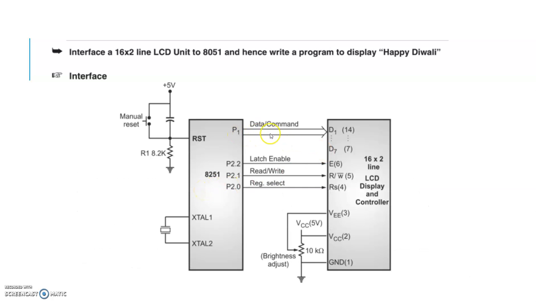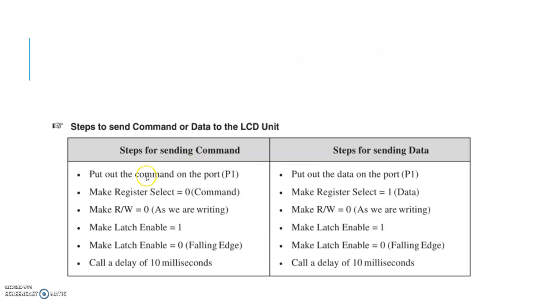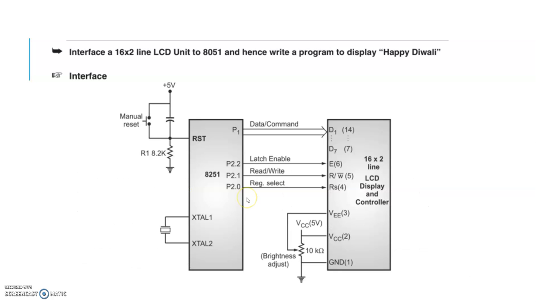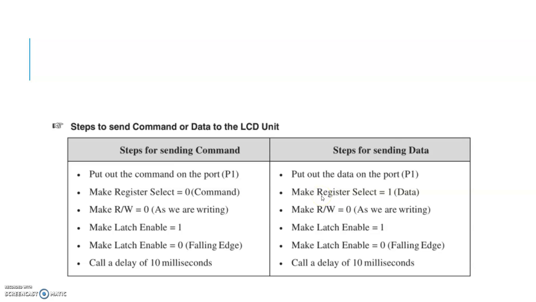Here the command and data bus is connected to port 1, so we are using P1. Make the register select equal to 0. When register select is equal to 0, it will be in the command mode, so we select the command register. Register select is connected to P2.0, so we need to out 0 to P2.0. That will be sent to the register select of the LCD controller.